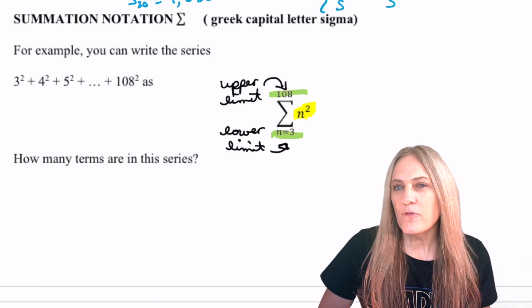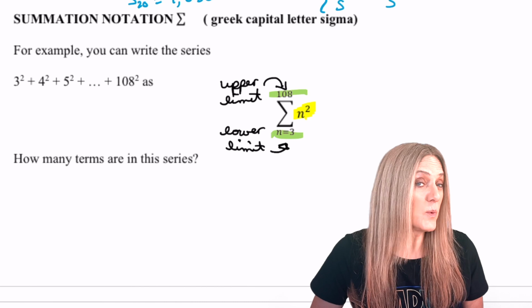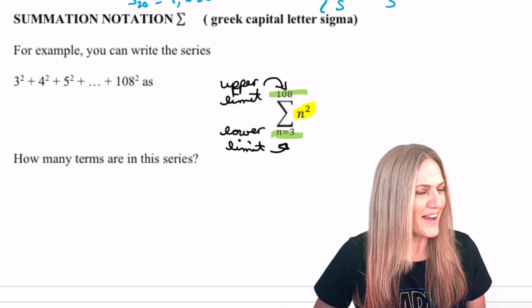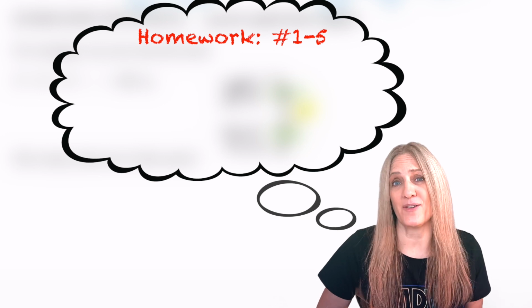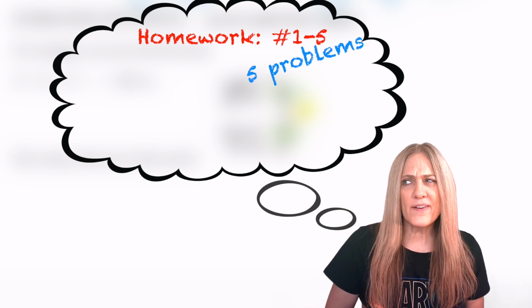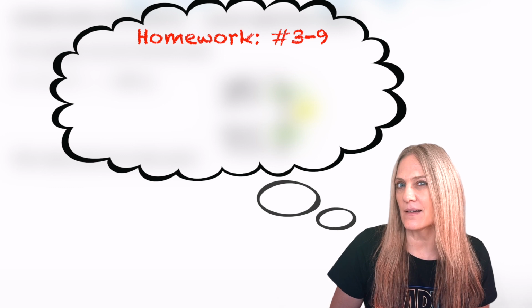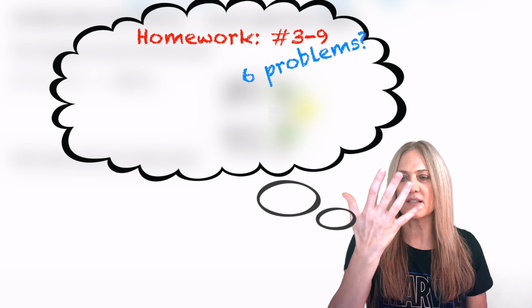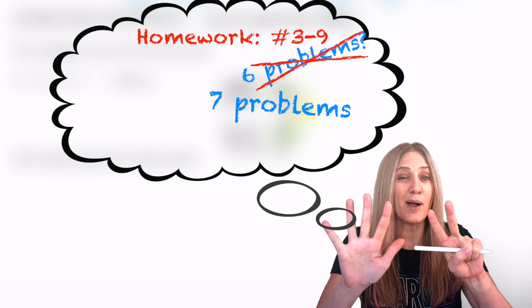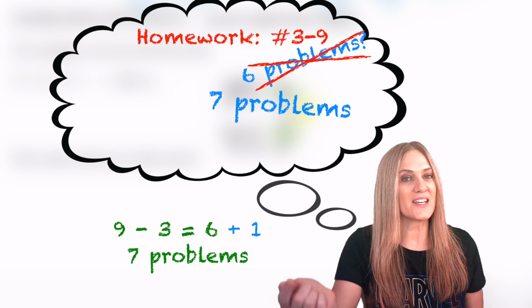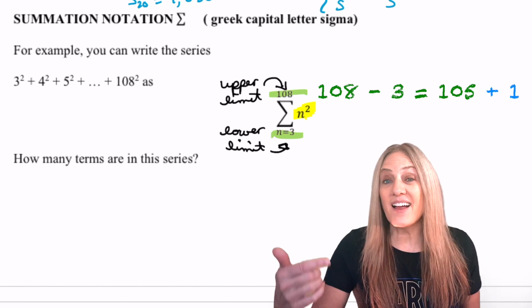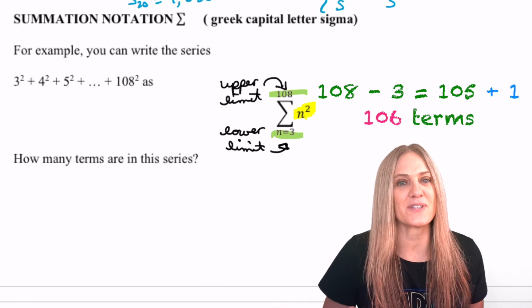That's the upper limit. If we start with n equals 3 and go to n equals 108, how many terms are there? Are you tempted to say 105? Let's think this through. If I assign you problems 1 through 5, how many problems do you have? 5 problems. What if I assigned you problems 3 through 9? Are you tempted to say 6 problems? Let's count it. Problem 3, 4, 5, 6, 7, 8, 9. We have 7 problems. So if you're going to subtract, you have to account for that first problem. So 108 minus 3 is 105, plus 1, 106 terms to this series.